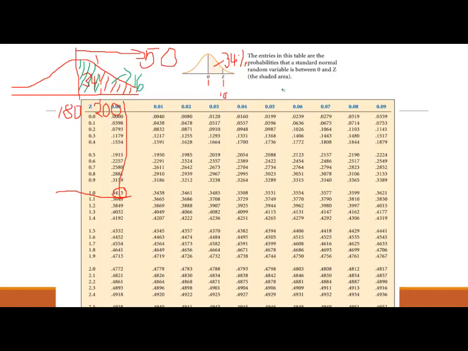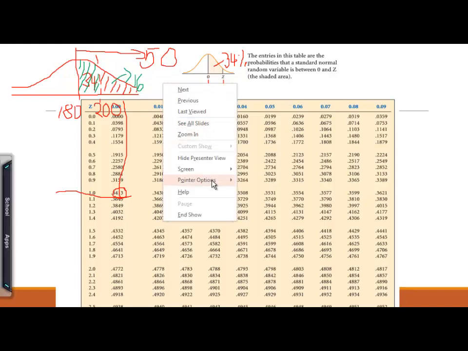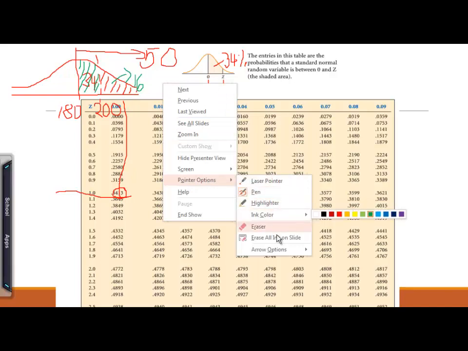Now, based on this, if I ask you, if I pick a person at random, what is the probability that they are going to weigh between 180 pounds and 200 pounds? What would be your answer? The answer is 34%, because what we are looking at then, let me clear this up and draw it again.